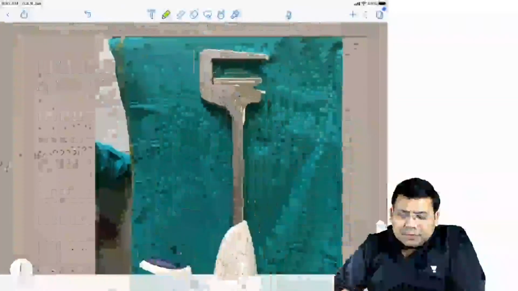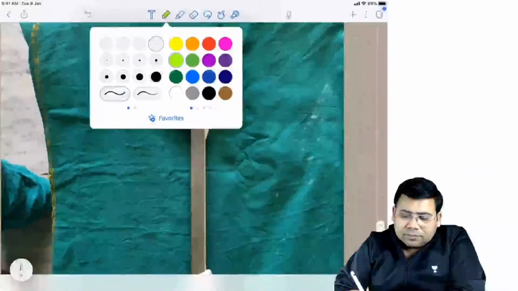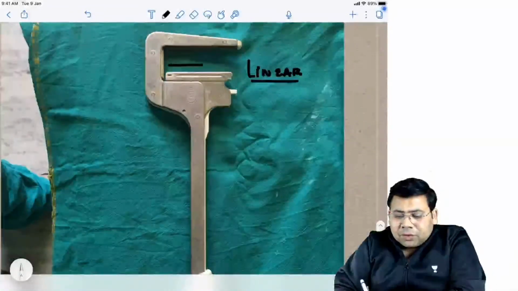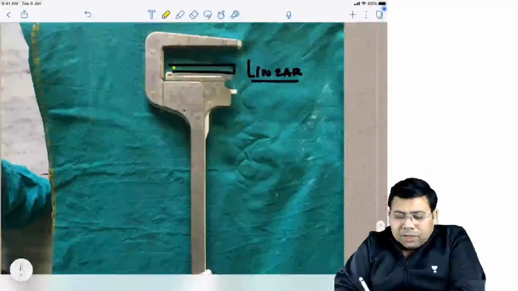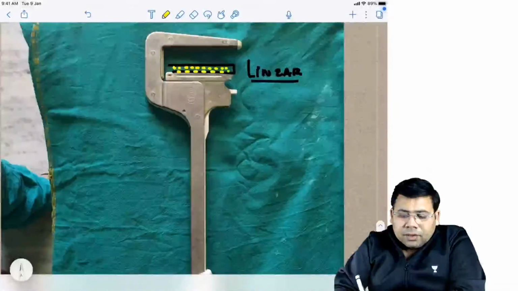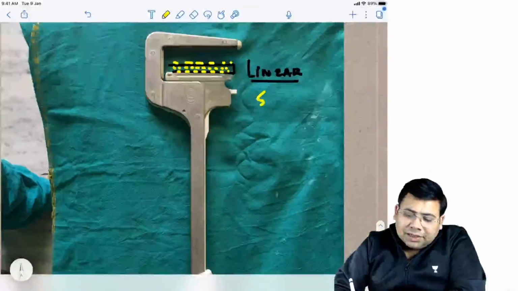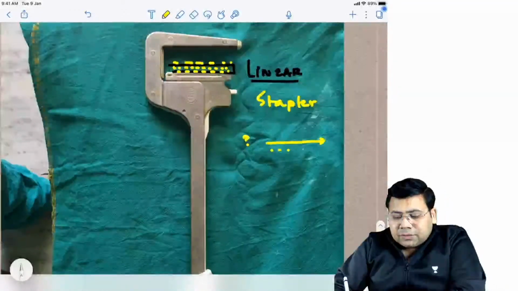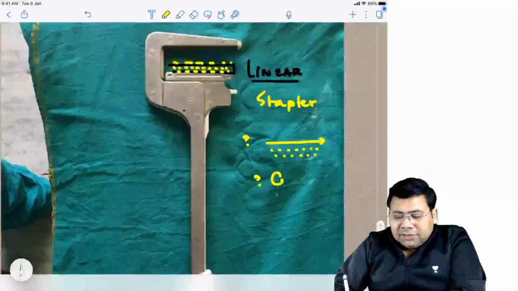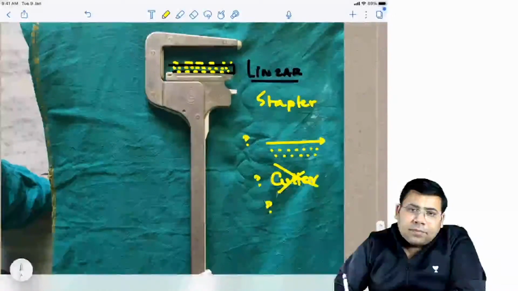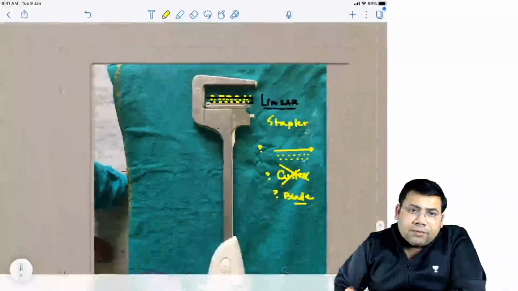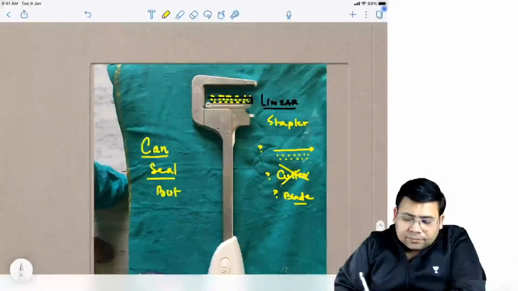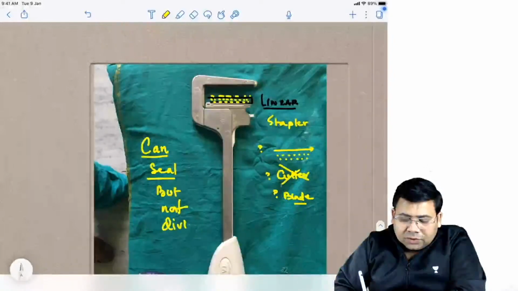What is this? This is a linear stapler. Why is it a linear stapler? Because a straight cartridge will fit, which will have a lot of pins, generally 3 rows. Because of the straight arrangement of the pins. Why is it not a cutter? Because no blade is there. So this can seal but not divide. Are you getting this or no?